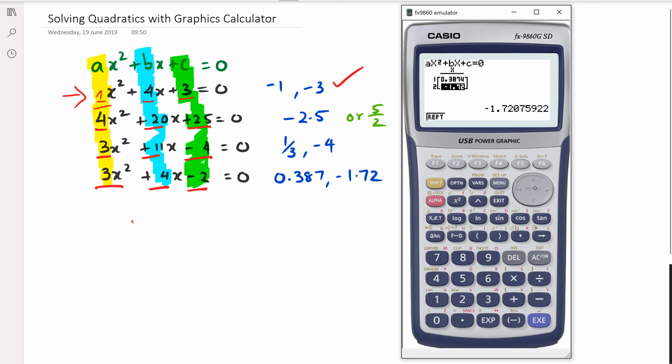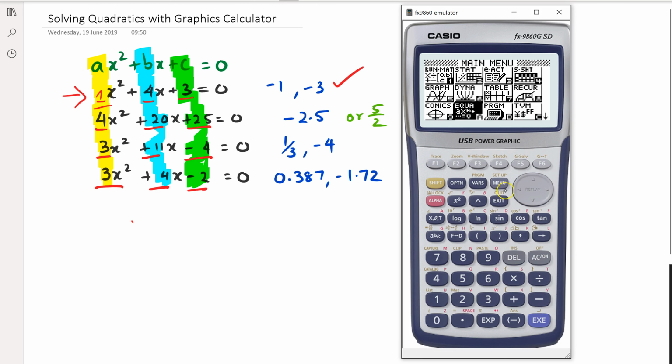That's pretty much it, and that's good enough for us here. Okay guys, so that's just another way of solving quadratics, especially if you have a graphics calculator. You are allowed to use the graphics calculator in your external exam and also in your internals, so it's another option that you actually have.